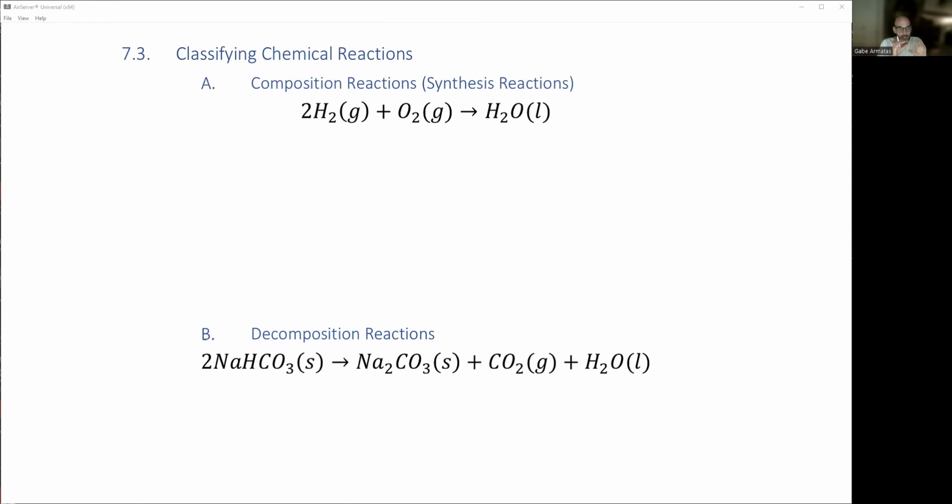The first two, A and B here, go together in a lot of ways, and you'll see why. So composition or a synthesis reaction, I think your book calls it composition. Synthesis reaction works as well. It's very simply, you're going to have more molecules or compounds turns into fewer molecules.